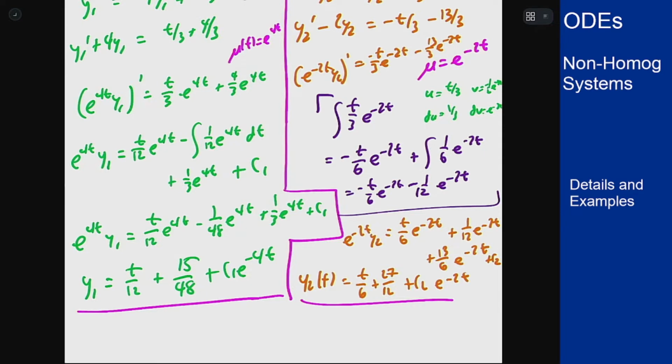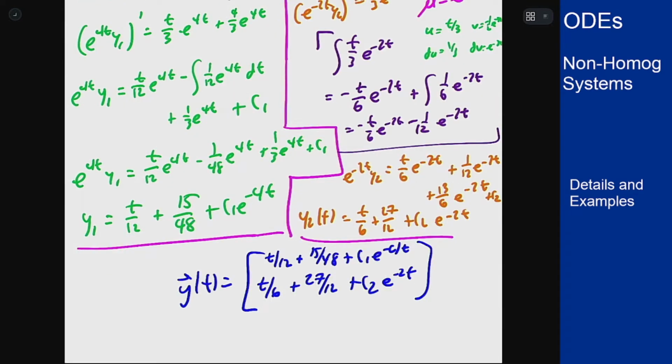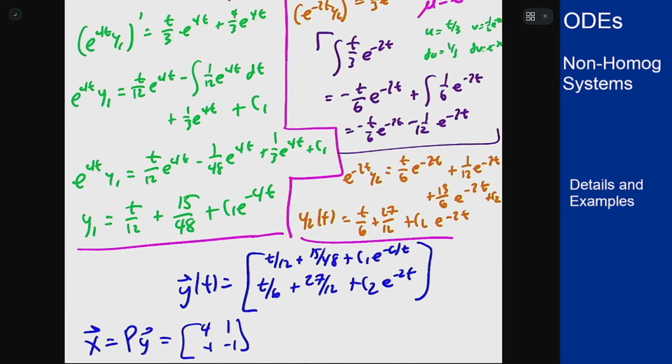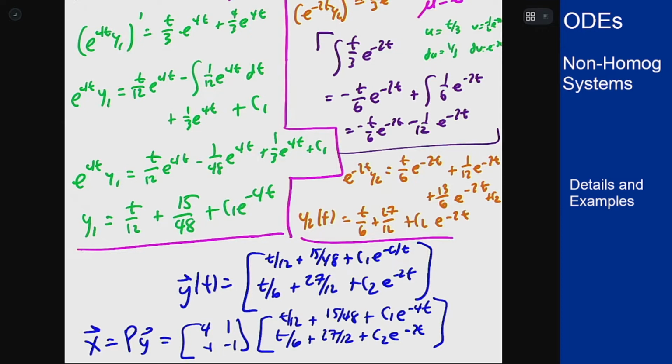We can now stack them into a vector to get our solution y. Great. But we are not done yet, as that is just our intermediate solution y. We have to build that back to get to x, because x is defined as P times y, and P, as I mentioned from before, is 4, 1, minus 1, minus 1, times this vector y. Then we can just carry out this multiplication to get our solution x.